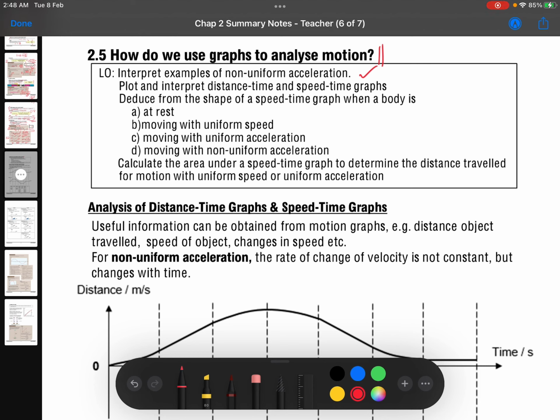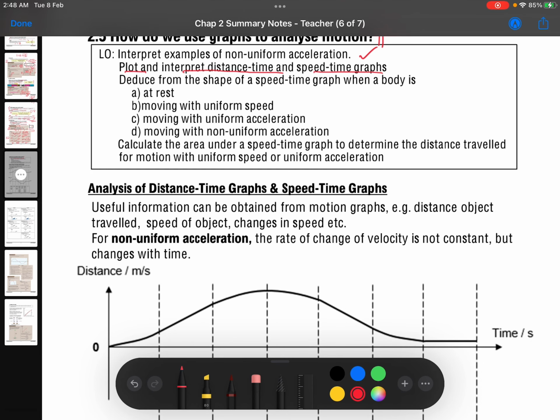Next, be able to plot and interpret distance time and speed time graphs. So you'll be given those kinds of tables to actually plot, but we will cover that later. And also, be able to deduce from the shape of a speed time graph that bodies are at rest, moving at constant speed or uniform speed, moving at uniform acceleration, as well as non-uniform acceleration.